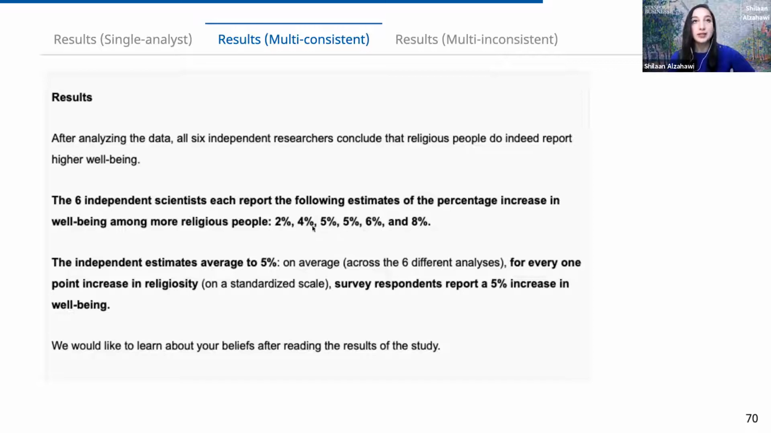Now, as you can see here, we tell them that all 6 independent researchers do indeed conclude that religious people do report higher well-being. And these estimates right here don't range that much. So it's from 2 to 6%. So the spread in the estimates is quite small.